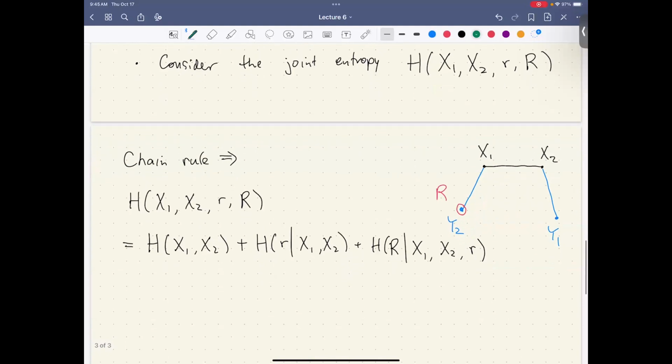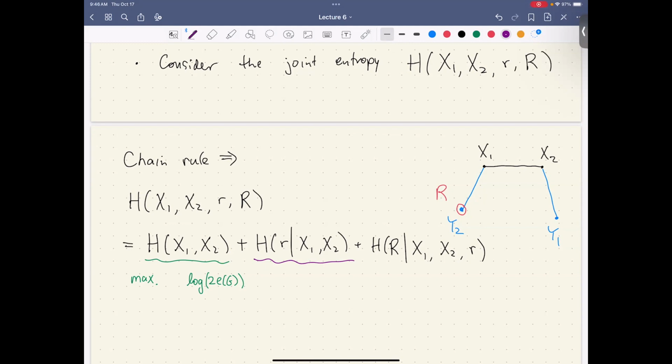Well, this term, we know what it is. x1, x2 is a uniform random ordered pair of edges, right? So this is nothing but, by maximality, log base 2 of the size of the space of x1, x2, which is 2 times the number of edges. So it's 2 times E of G. This we know what it is. This we also know.